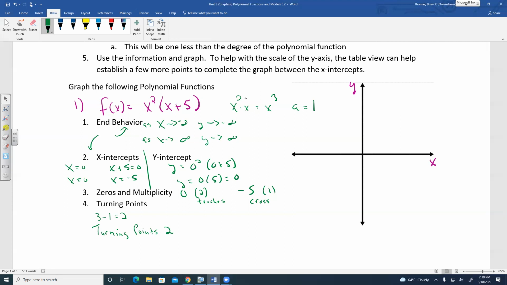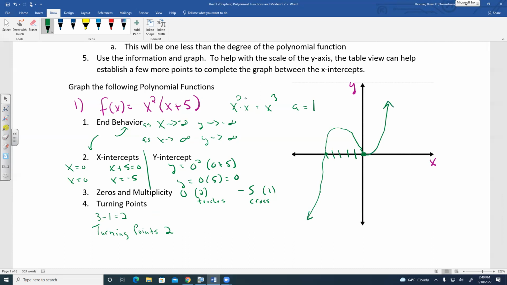So if I put this all together, again, plotting some points, the x-intercept is 0. The other x-intercept is -5. And the y-intercept is also 0. Okay. So from there, the end behavior tells us that the left side is going to be finishing down. So it's going to be coming up this way to this first x-intercept. It's got to cross and then it's got to turn back around. And then since 0 had a multiplicity of 2, it's going to touch and then turn back around again and go back up. So our graph should take on that look there.